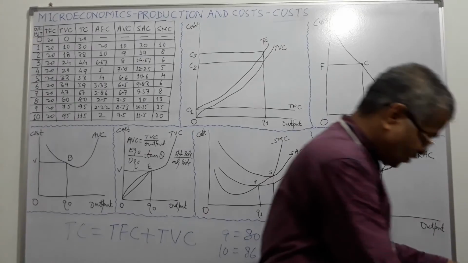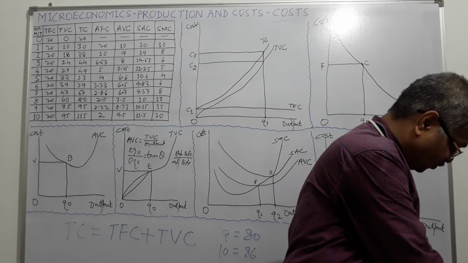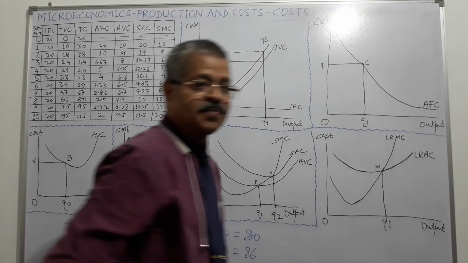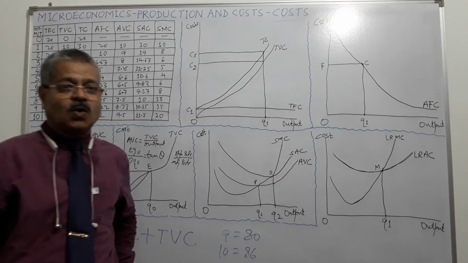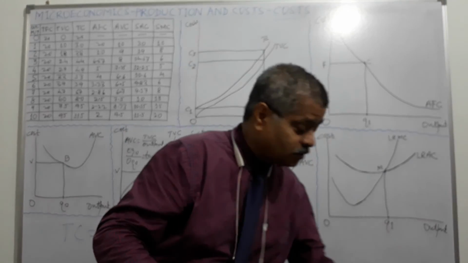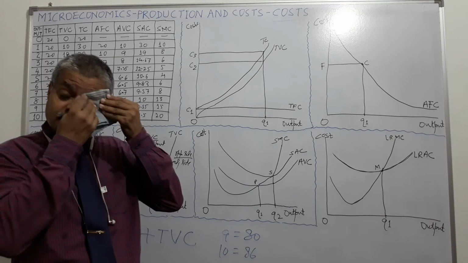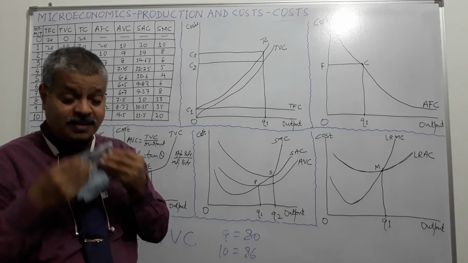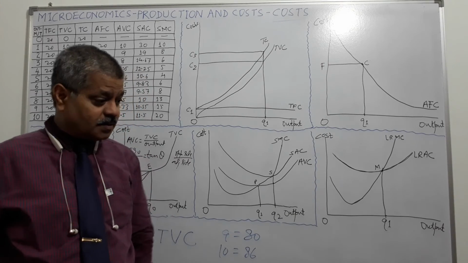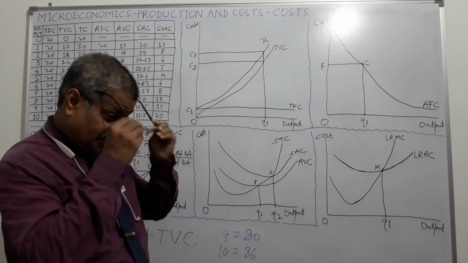So, what are the things we have studied here? See, the first thing to know, the major difference between the short run and the long run, is that in the short run, all the inputs cannot be varied. Some can be varied, variable. Some cannot be varied, fixed. In the long run, all can be varied, right?